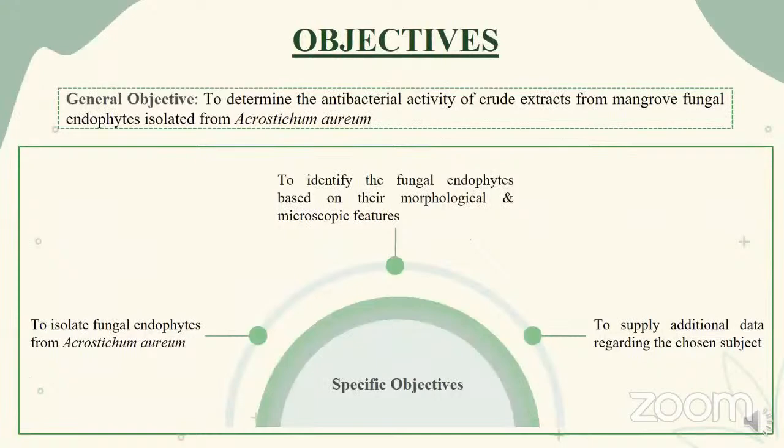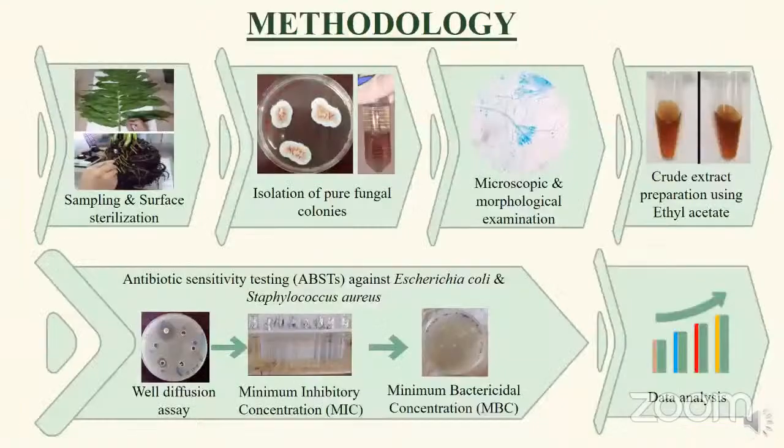The general objective of this research is to determine the antibacterial activity of mangrove fungal endophytes associated with Acrostichum aureum. Others are to isolate and identify fungal endophytes from the chosen plant and to supply additional data regarding the subject. This is the methodology used in this study.